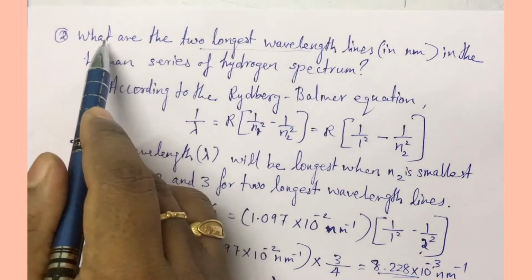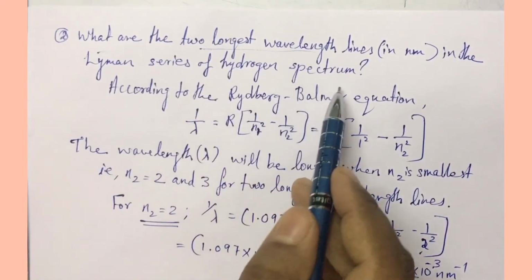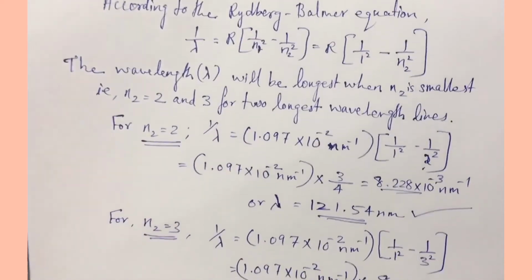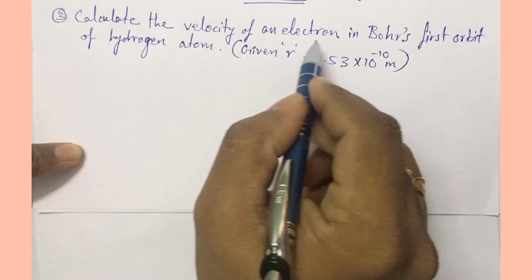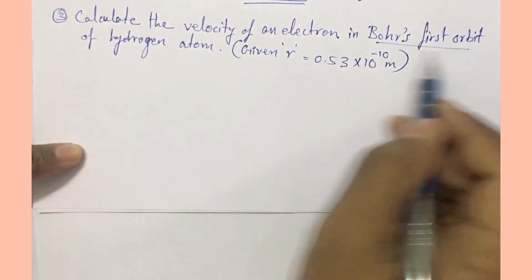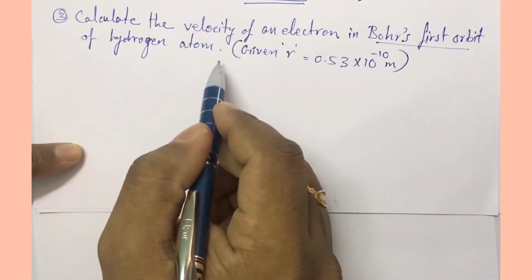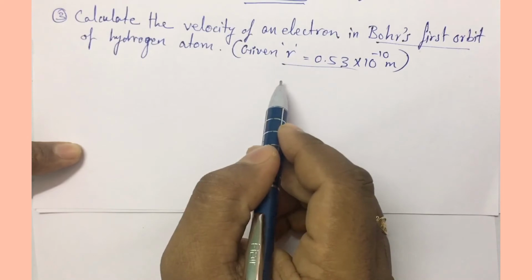What is the question asked? What are the two longest wavelength lines in the Lyman series of hydrogen spectrum? Okay children, let's move on to the next question. Calculate the velocity of an electron in Bohr's first orbit of hydrogen atom. Given that the radius is given.